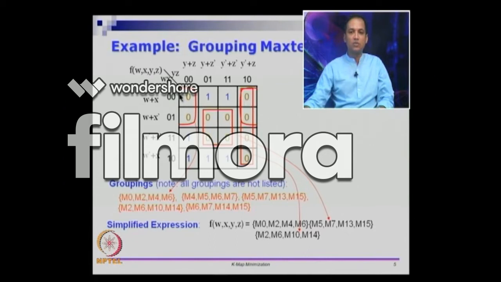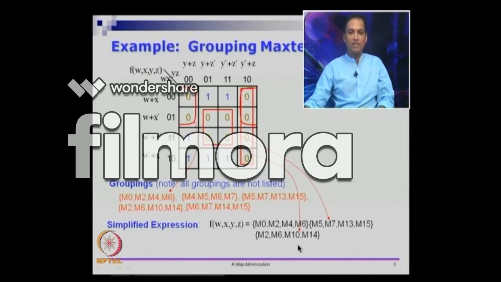So this grouping is this sum term, and this grouping here corresponds to this sum term, and this grouping here corresponds to this sum term. If you notice, all the zeros are covered at least once, and we have tried to cover it with as large a zero group as possible, which is still a size of powers of 2. So these are the three different sum terms that we get: M0, M2, M4, M6; M5, M7, M13, M15; and M2, M6, M10, M14. These are the sum terms that we get.